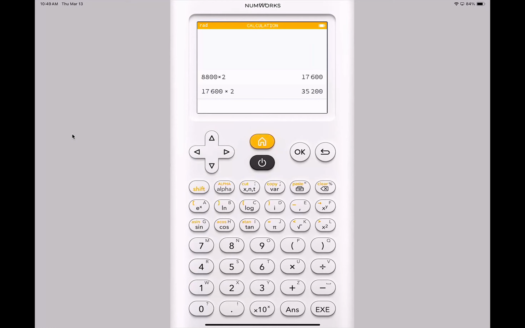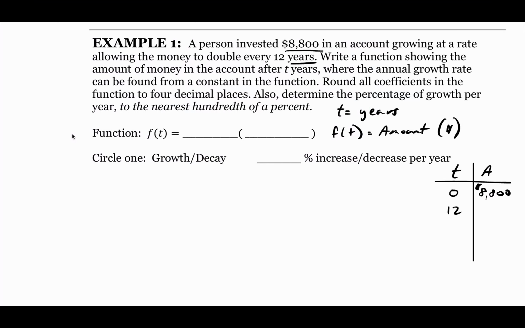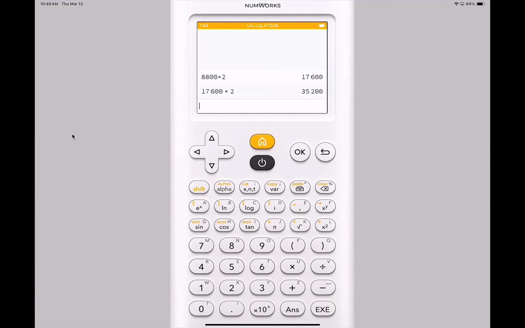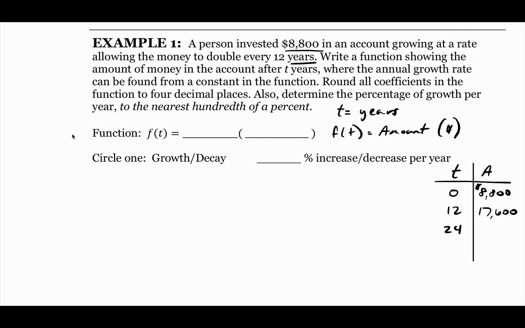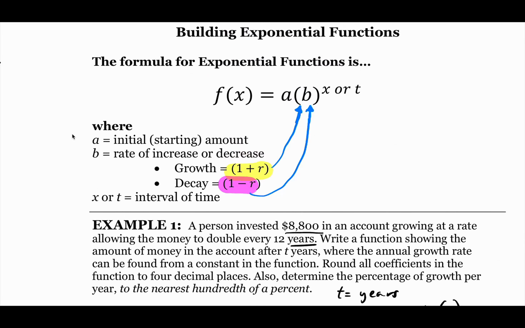And then in another 12 years, it's going to double again. So in 12 years, it's going to be 17,600. And in another 12 years, it's going to be 35,200. And so on and so forth. That's the idea. So they want us to write a function. Well, we're going to use this table here to write our function.